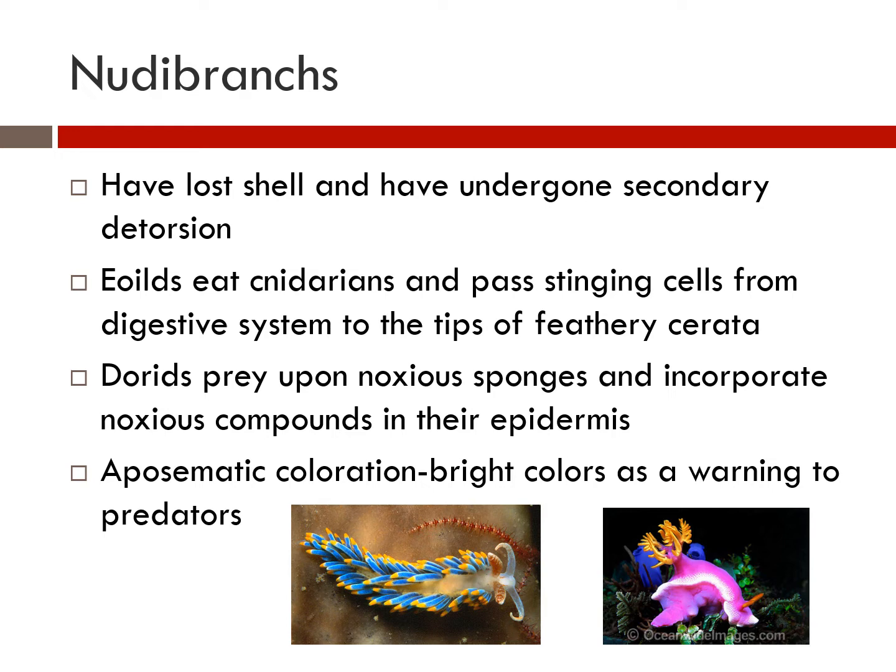So the aeolids, right, they eat cnidarians and pass their stinging cells from the digestive system to the tips of the feathery cerata. These are the ones I was talking about where we looked at last week, all the cnidarians, things with those stinging hydras and the corals and the sea anemones. Well, they eat these stinging cells, and they pass them up into their skin, and basically use them as their own form of self-defense. The dorids, they prey upon the noxious sponges and incorporate the noxious compounds into their epidermis. So you have the aeolids, which basically eat bullets and put them into those feathery cerata, these things flaking off their back, and use them as defense.